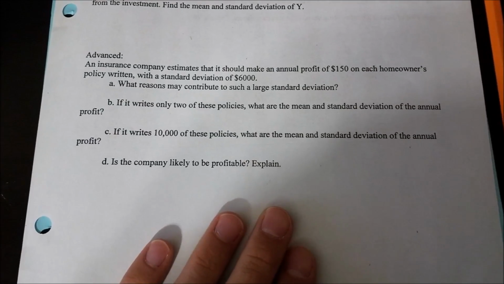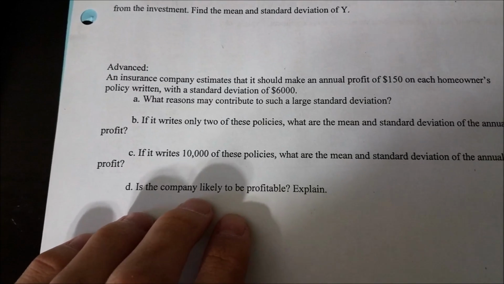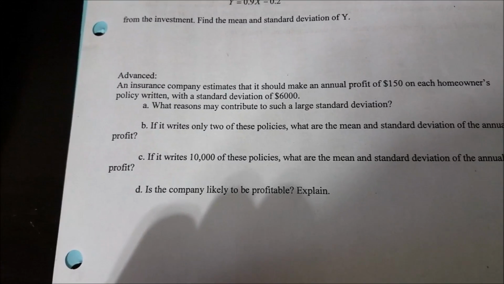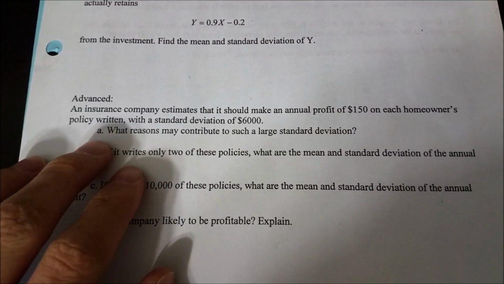Alright, this is AP Statistics Quideo 3 Advanced Question. An insurance company estimates that it should make an annual profit of $150 on each homeowner's policy written, with a standard deviation of $6,000. Question A asks, what reasons may contribute to such a large standard deviation?